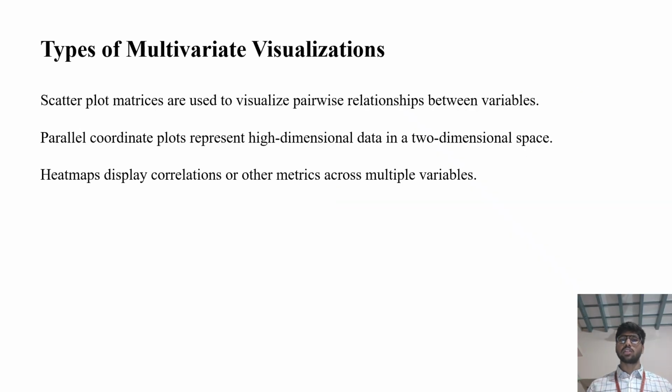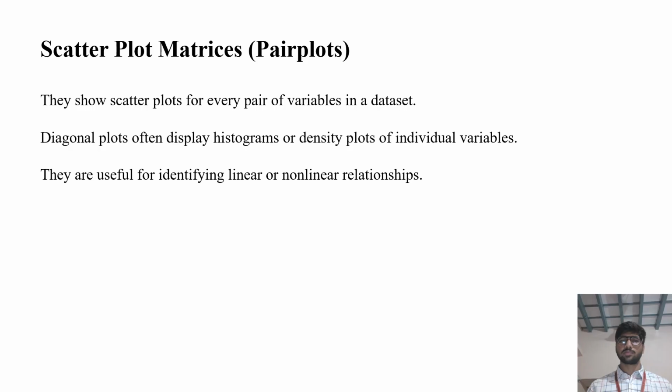Types of multivariate visualization. There are three different types of multivariate visualization. First one is scatter plot matrices, used to visualize pairwise relationships between variables. Parallel coordinate plots represent high dimensional data in a two-dimensional space. Heat maps display correlations or other metrics across multiple variables.